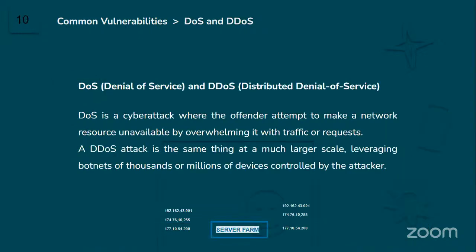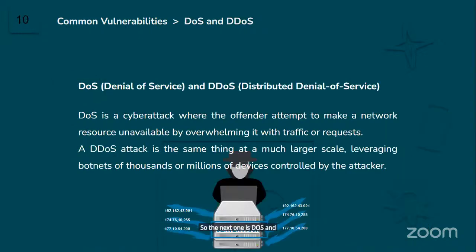So the next one is DoS and DDoS. With DoS, we usually hear of SaaS, software as a service, but only a few people have heard of DDoS as a service. DoS and DDoS are similar things with a slight difference. DoS is a cyber attack where the offender attempts to make a network resource unavailable by overwhelming it with traffic or requests.